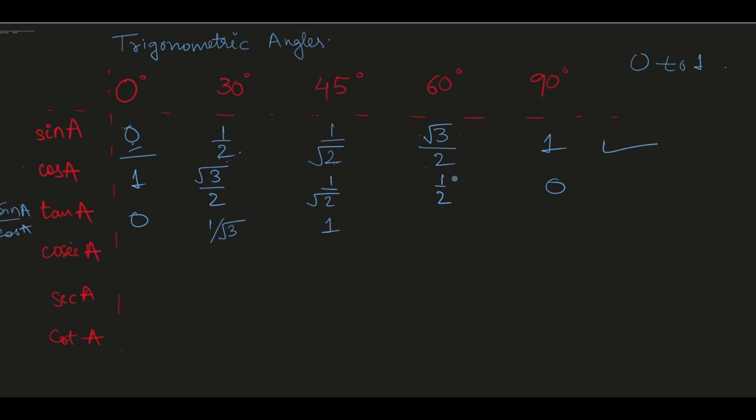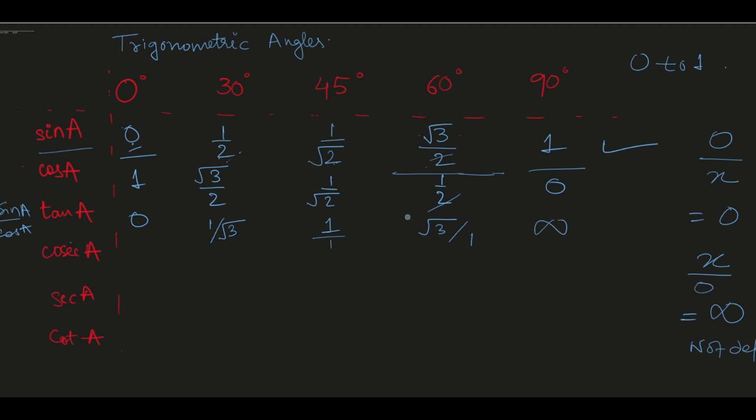Then root 3 by 2 divided by 1 by 2. This 2 and this 2 get cancelled. So the value which will be written here is root 3. You can also write it as root 3 by 1. Okay. Then 1 by 0. Now see, this is very important. 0 by any number is always equal to 0. But any number divided by 0 is always equal to infinity or not defined. Just remember this. Okay. So here 1 divided by 0 means sine by cos. 1 divided by 0 is nothing but infinity or not defined.